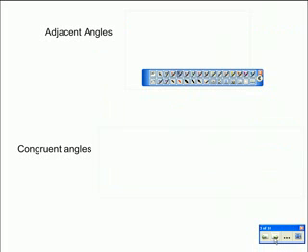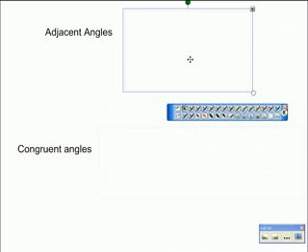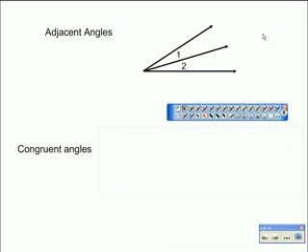All right. Adjacent angles. Two angles are adjacent if they have a common ray. So if you look at angles 1 and 2, they have this ray right here in the middle that is part of both angles. That ray right there is part of both angle 1 and angle 2. So adjacent angles are angles that have a common ray.